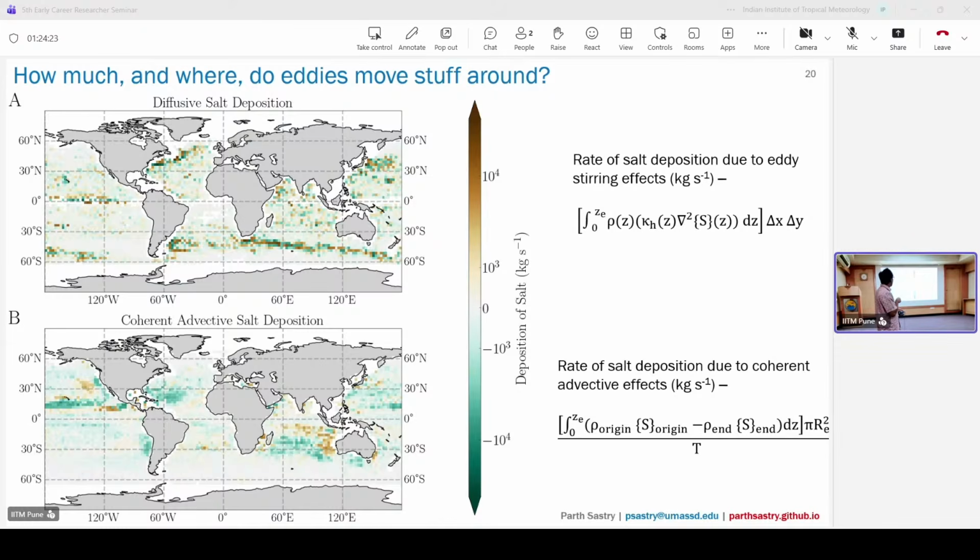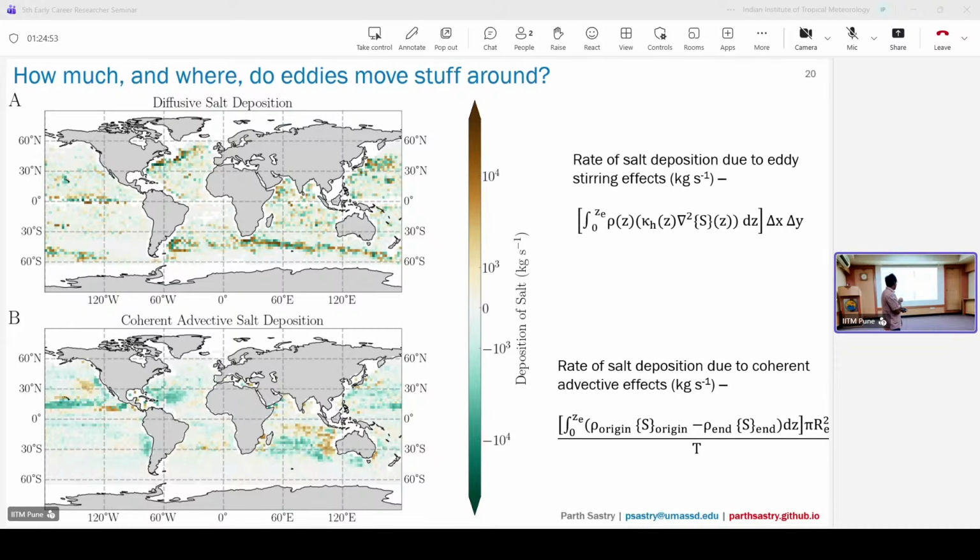For diffusive fluxes, what we're going to show here is diffusive deposition, which means we're going to show how much the diffusive processes affect tracer tendencies at a given grid location. So that's a divergence of the diffusive flux. And the patterns look very similar to what you would expect. The energetic mesoscale areas like the Gulf Stream, the Kuroshio, and the ACC are highlighted because these are areas that enhance both diffusivities as well as gradients.